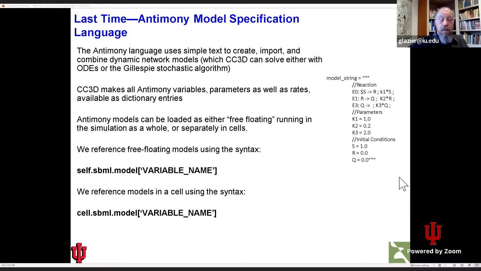But what will happen in Tellurium or in CompuCell is that this model string will be read, it will be compiled, and that compiled program will be executed. And what that means in particular is that things like these initial conditions are evaluated once when the model is compiled and not looked at again.